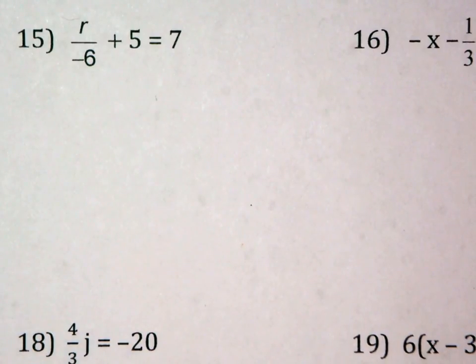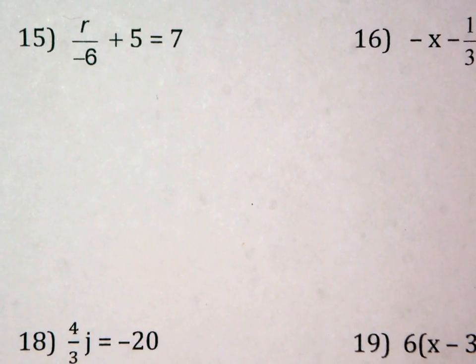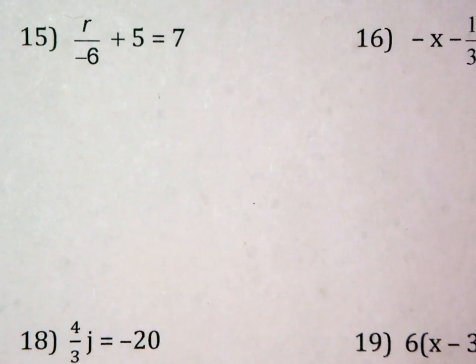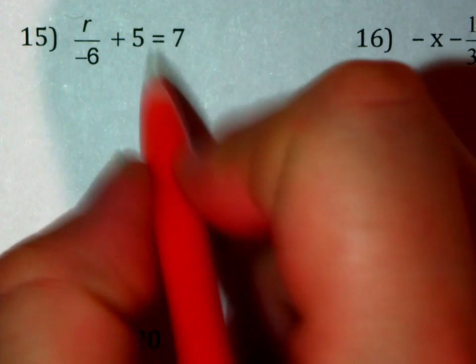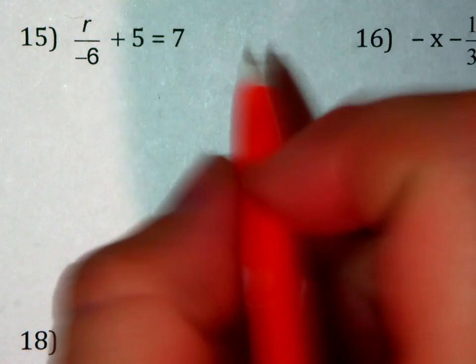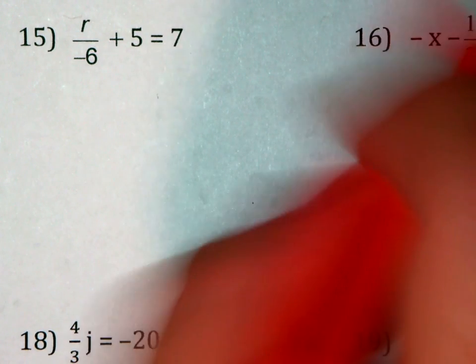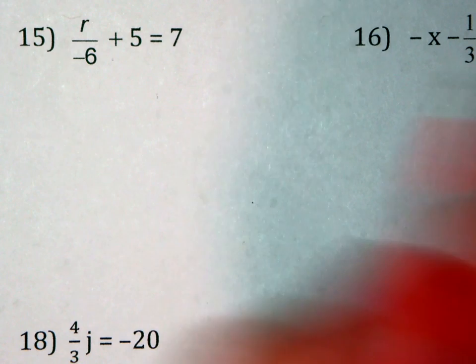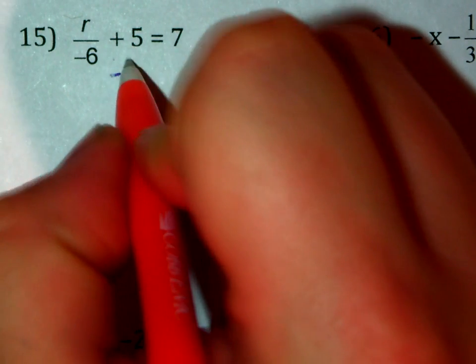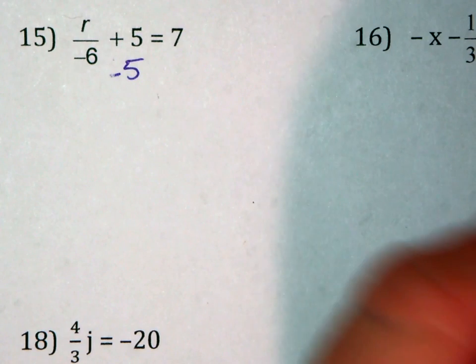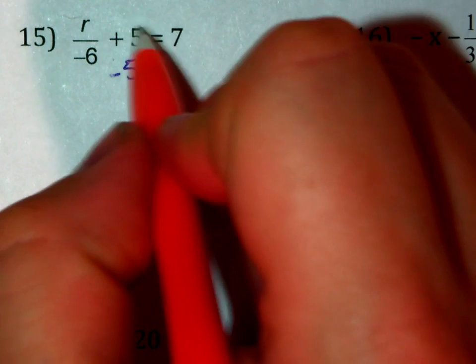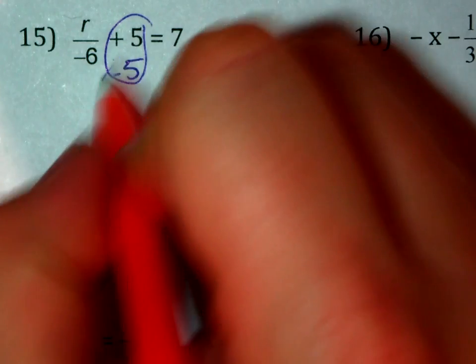Now we're looking at problem 15, which is actually an equation, which really is solved the same way as the inequalities. We just don't have the signs to worry about anymore. So my first step, reverse order of operations, would be addition and/or subtraction. I have addition taking place in this problem, so I will now subtract, or do its inverse operation. Positive 5 minus 5 gives me 0.